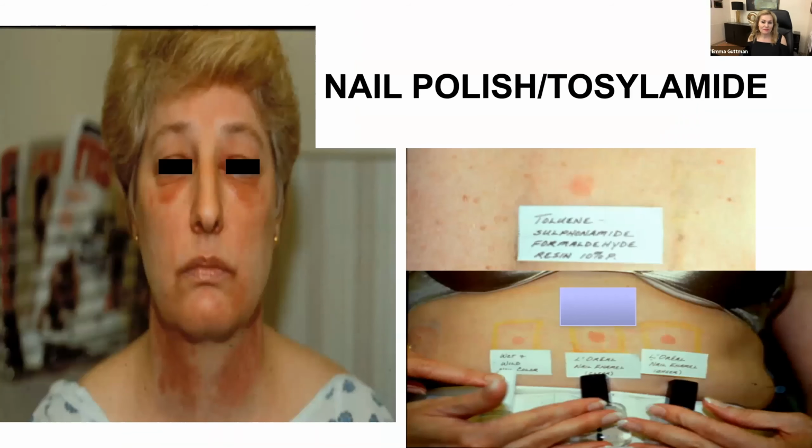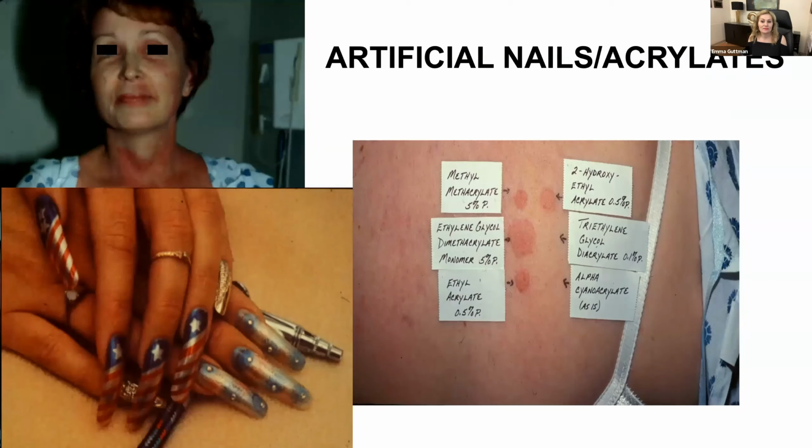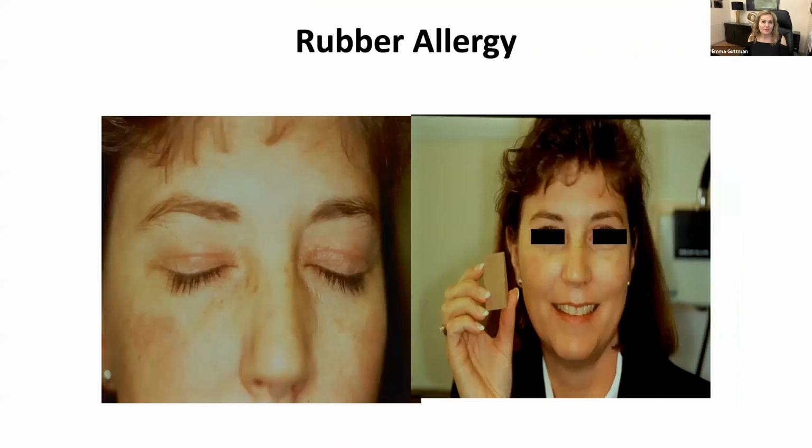Nail polish. We see that as a major problem in patients that have eyelid dermatitis, because we all tend to touch our eyelids, and this lady was allergic to tosylamide, that is a main ingredient in nail polish. Artificial nails or acrylates, again, major issue when we are dealing with the eyelids and also the neck. As you see here, multiple allergies.